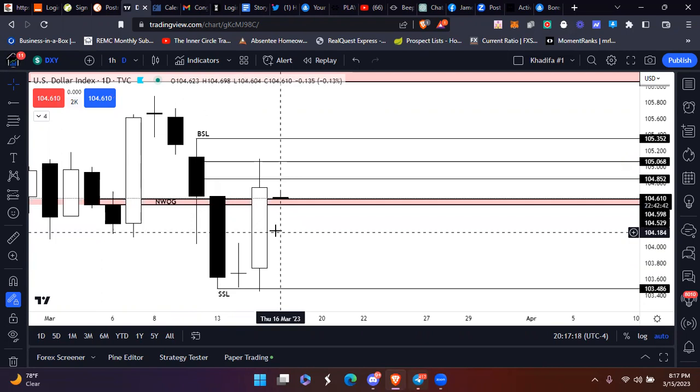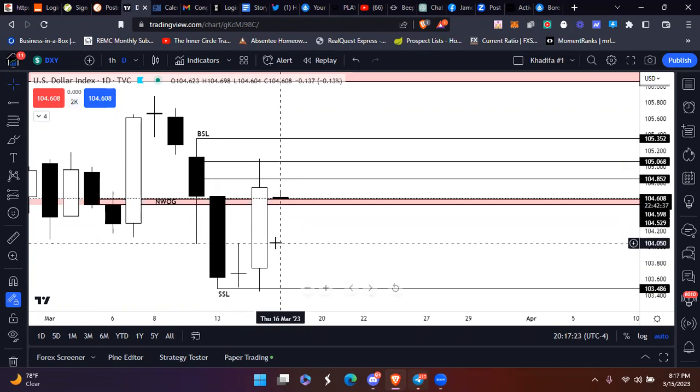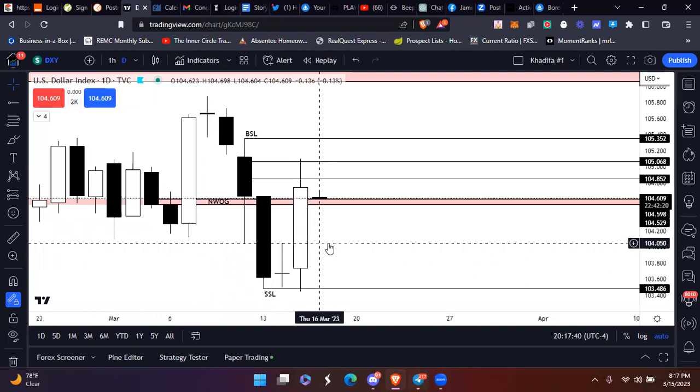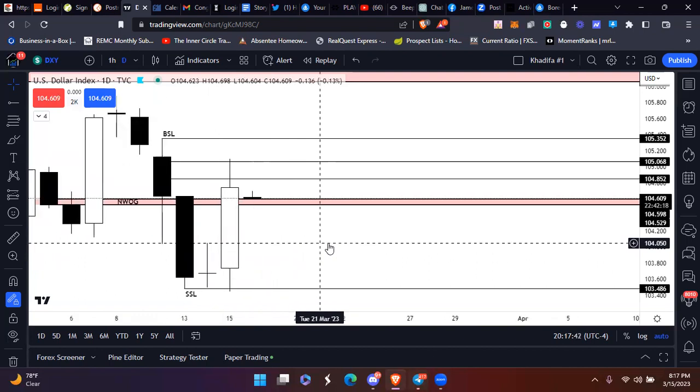Instead, price was delivered to sell side liquidity, and we got that push up into Friday's premium array today. So that's why it pays to have patience in this game, because the algorithm is going to deliver price on its own time. The only thing we can do is monitor price and look for the indicators that the algorithm gives us.